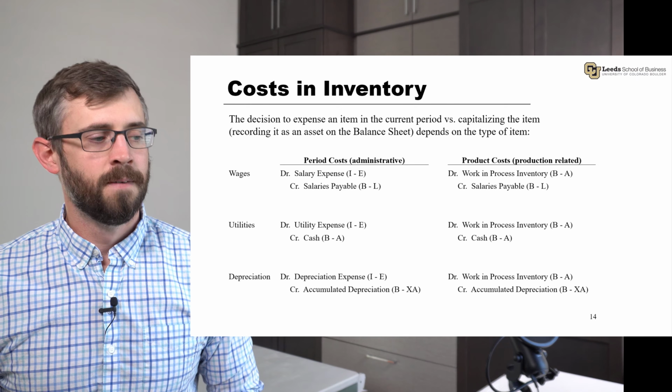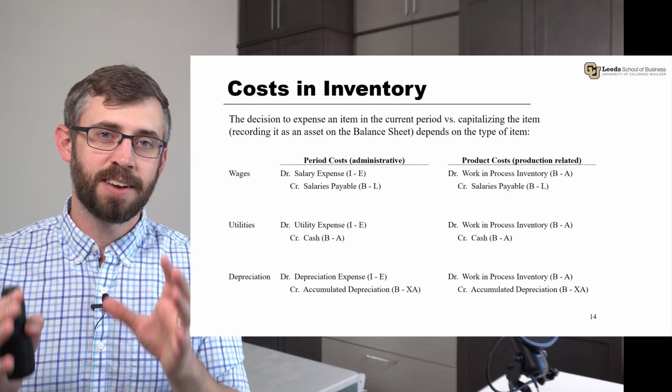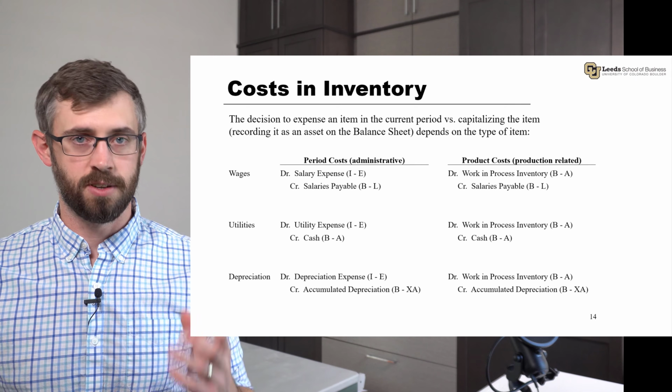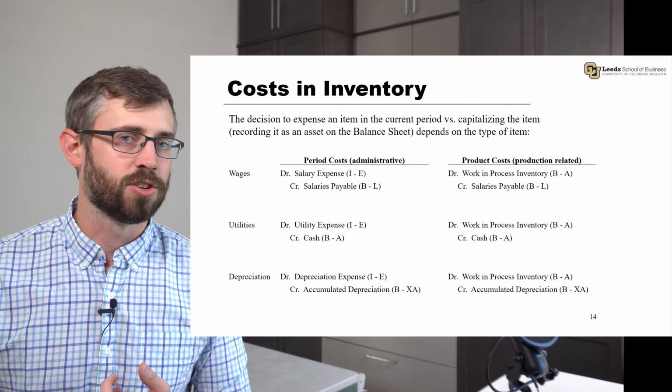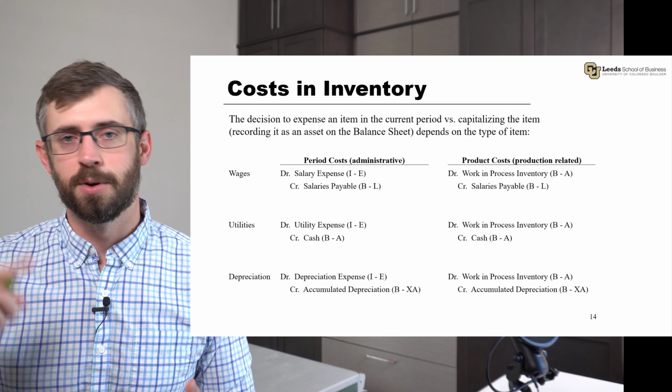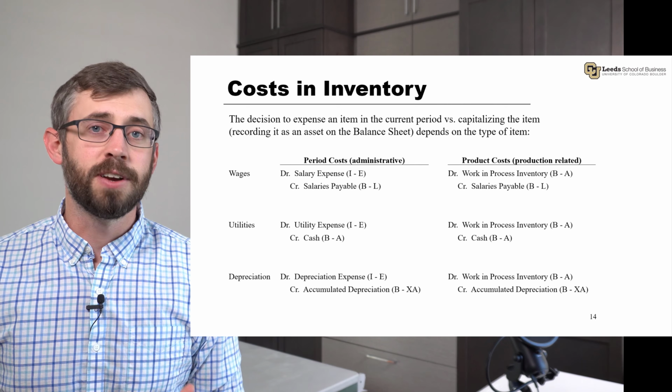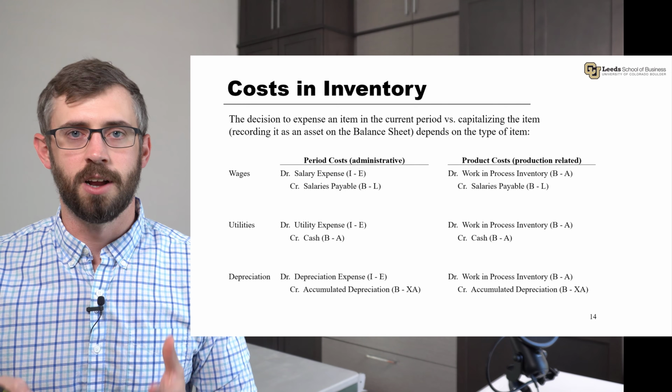And so what you can see is that when we have cost of goods sold for a manufacturing firm, it actually includes all sorts of different types of expenses. It is not just raw materials, but it's direct labor, it's overhead, it's utilities, it's depreciation. It includes everything related to the production of that inventory.